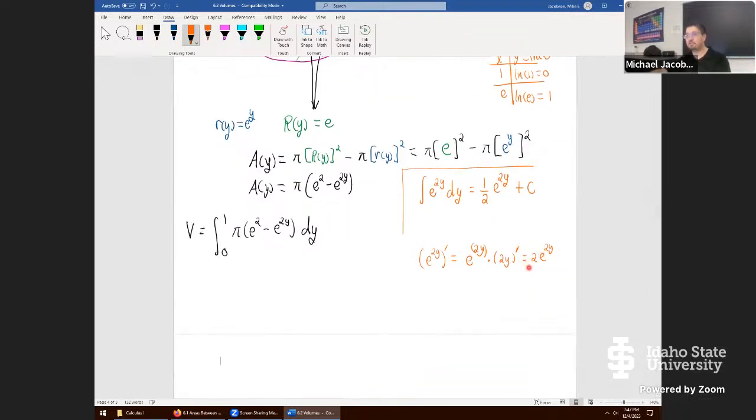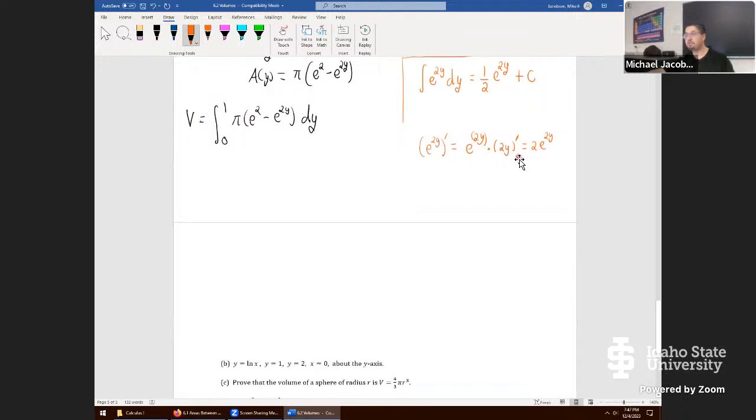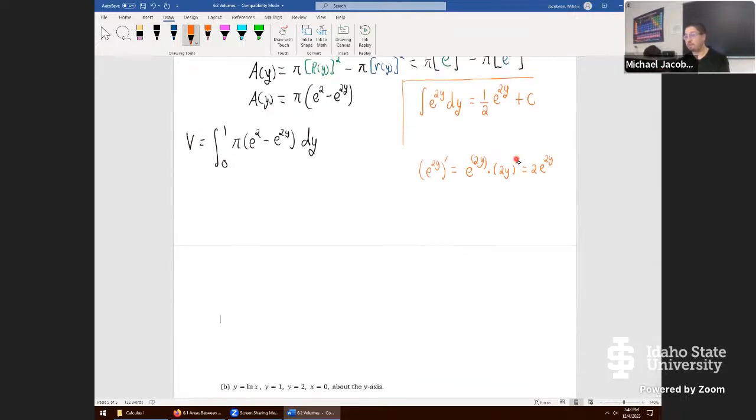But as promised, this is Calculus 1. We're expected to do these by u substitution as well. This is just what's going to happen in the future. A lot of these are just kind of written in this way. So let's do the u substitution below, and then we'll finish off the problem.